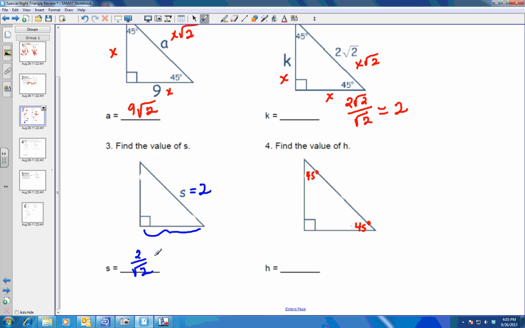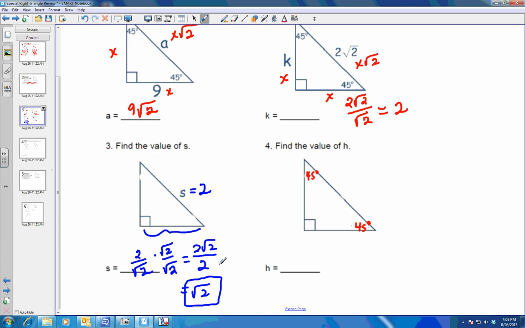If I did want to get rid of that, I would multiply the top and bottom by square root of 2. 2 times square root of 2 is 2 square root of 2. 2 times 2 is square root of 4, but that's 2. So do you see that my answer there is 2 square root of 2?